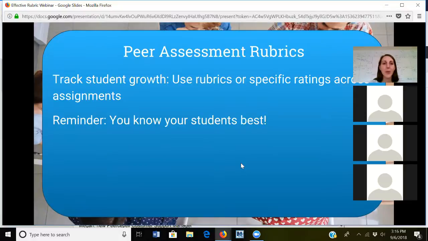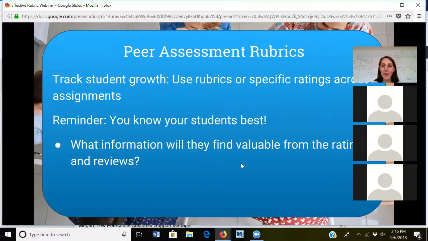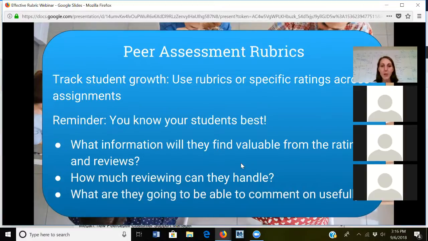But one reminder, you know your students best. What information will they find valuable from the ratings and reviews? How much reviewing can they handle? And what are they going to be able to comment on usefully? I used Perceptive this summer with an ESL writing class, and I gave them too much to do. I naively thought they would be able to comment on everything, and they weren't. It was a good lesson in trying to know your students and what they will actually be able to do.